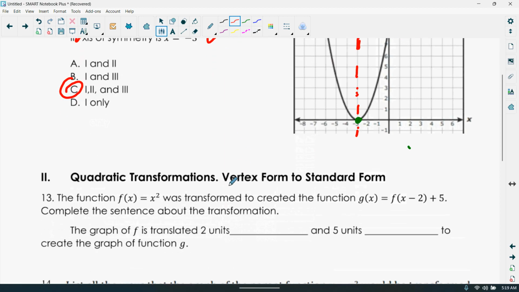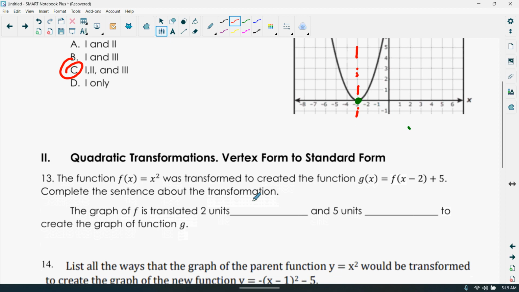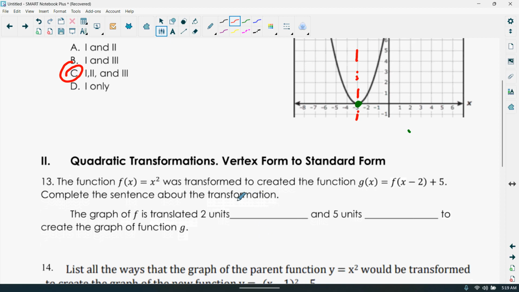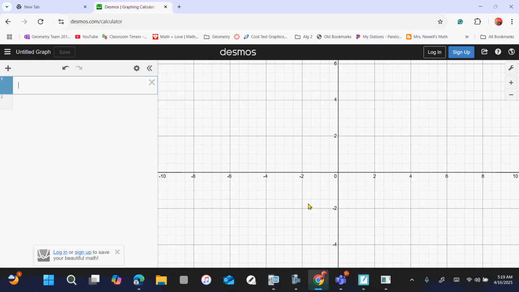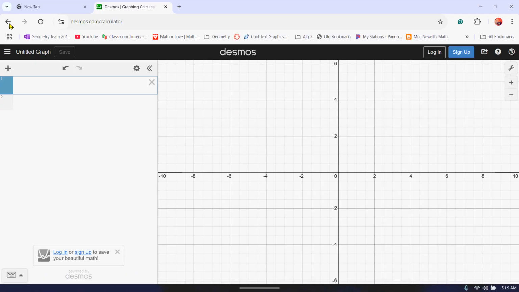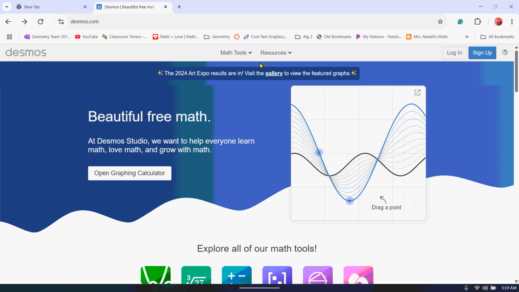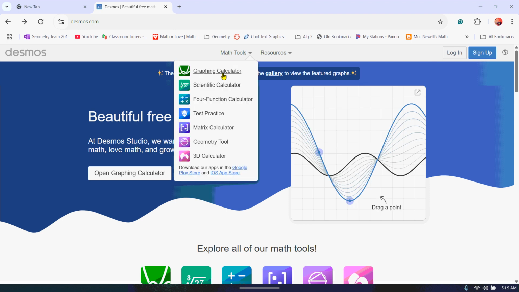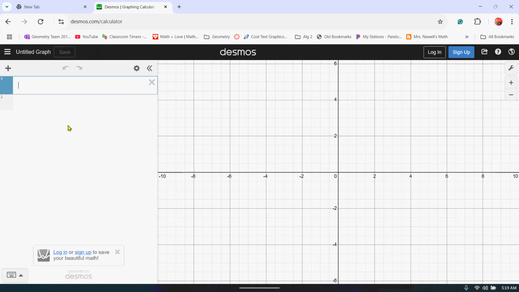All right, so now we're getting into vertex form and transformations. This is when we're going to look at our tan color notes. I'll show those here in a second. I also want to remind you that you can use your Desmos calculator. I'll go to Desmos.com, up here with math tools, take your Desmos calculator right there, and then you can type that in. On this first one, I'm going to type it like it's written in the problem.